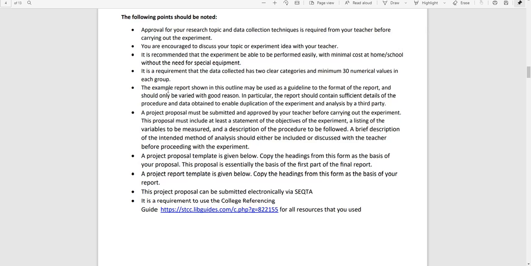The example report at the end is to be used as a guideline of how to format your report so you can know how to set it out and how to respond. And you should only really veer away from that outline with a really good reason.